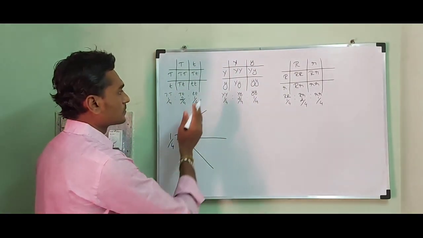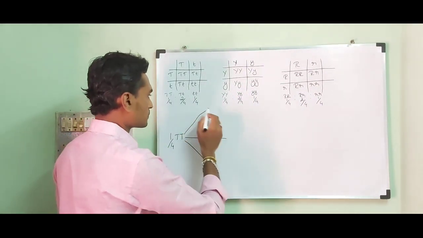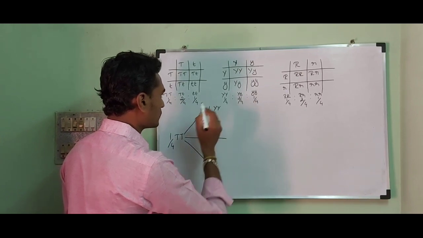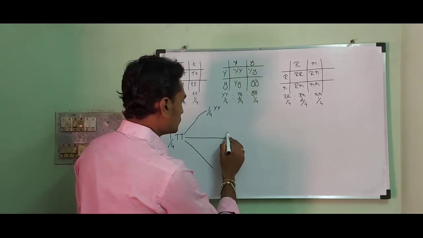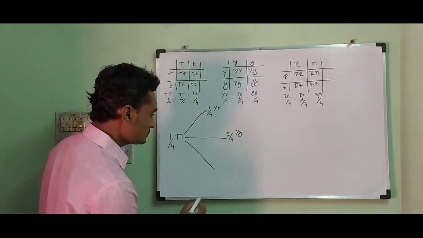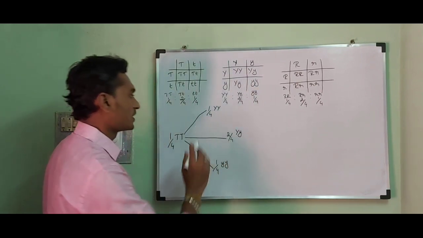Now I am going to place all the possibilities with their proportion. 1 by 4 capital Y, 2 by 4 capital Y, small y, 1 by 4 small y.